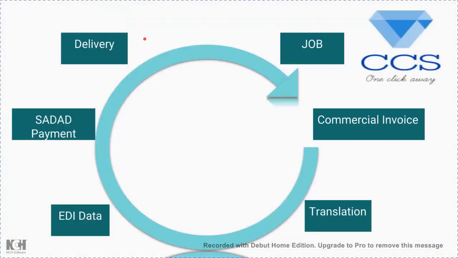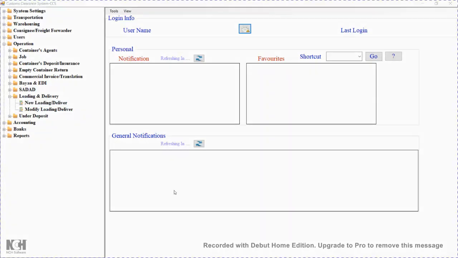By doing this, we have completed the Sadat payment step, and that will take us to the last step of the operation cycle, which is delivery. By now, the shipment is ready to be delivered to the client's site, so we must assign a driver and a vehicle for the delivery. So let's see how it works.